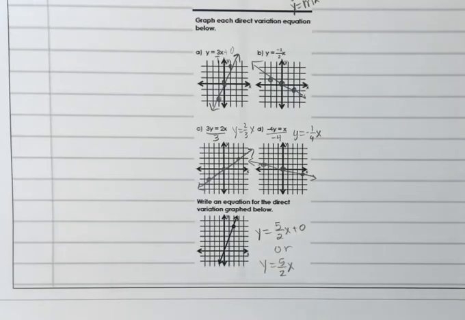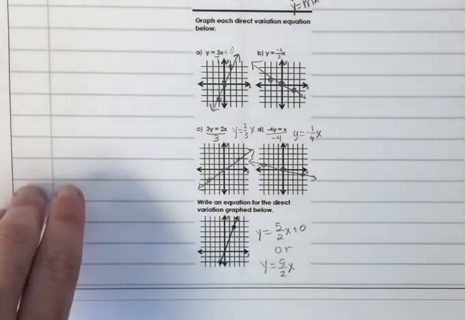Okay, so go ahead and take a look. Here are your answers for each one of these. Notice that you can have a positive slope or a negative slope, but as long as the line's going through the origin, that's what makes it a direct variation. Okay? All right, so now we're kind of done with that.